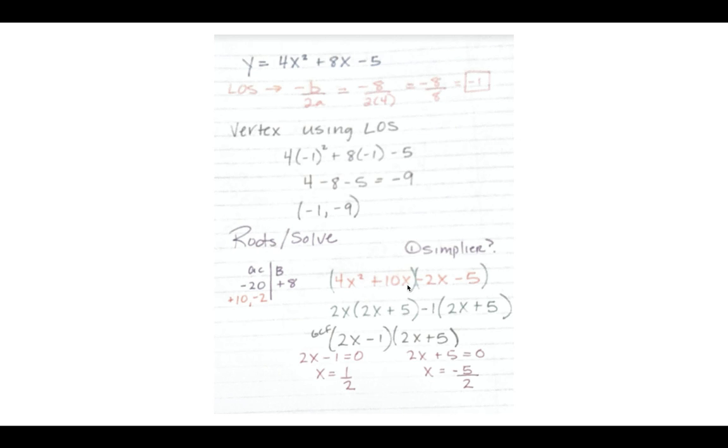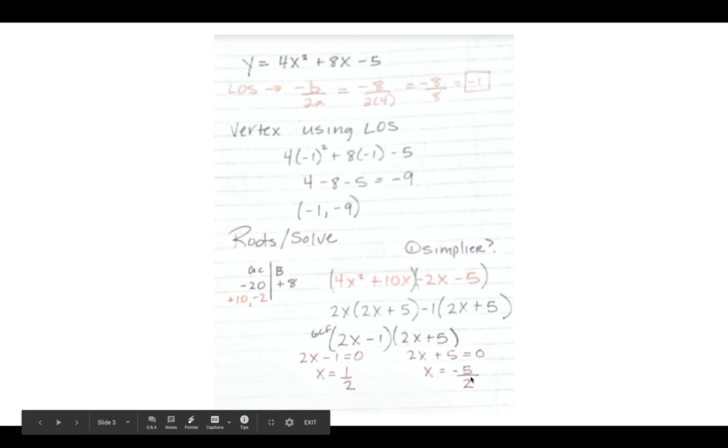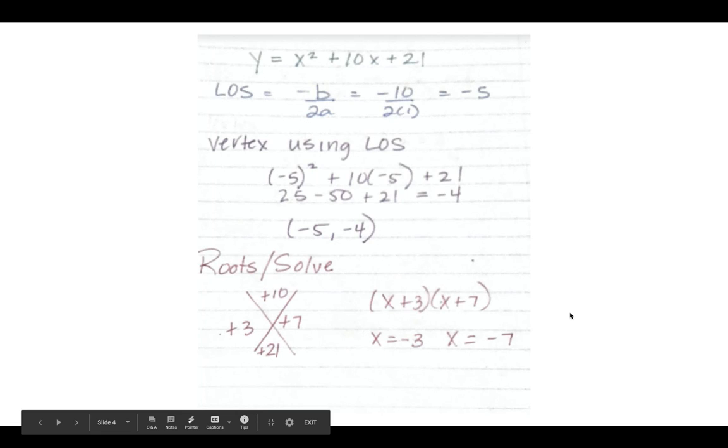Remember, then we group, take out the greatest common factor, take out the greatest common factor. Here's where I would highlight because it's exciting. I have the same identical things. Group your greatest common factors together, your identicals, solve, set equal to 0, and I get 1/2 and -5/2.